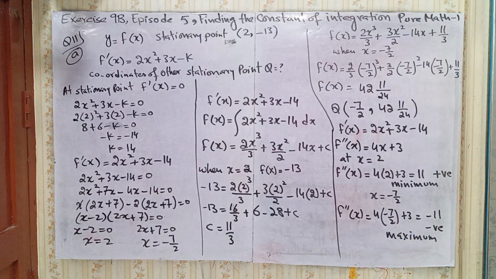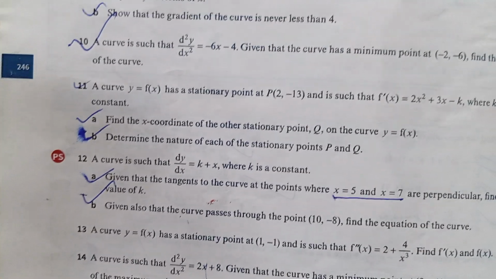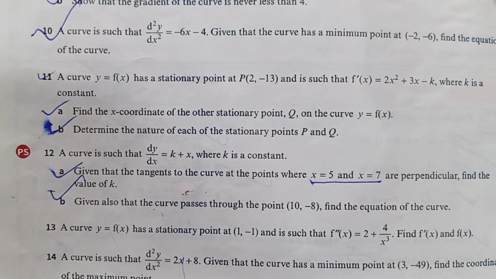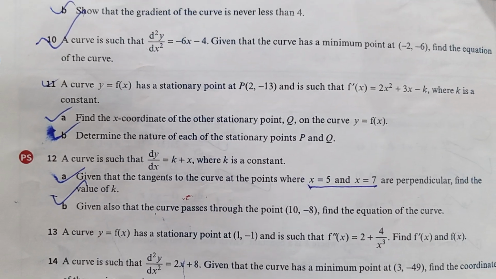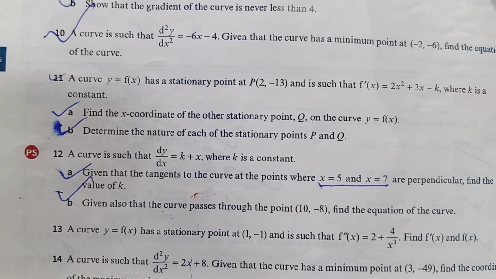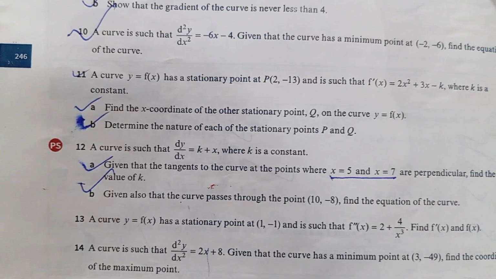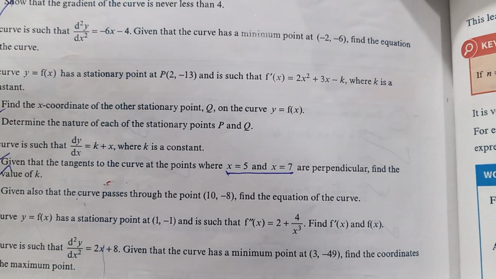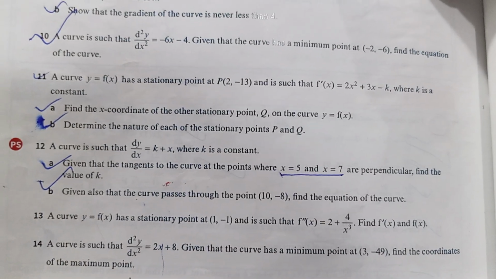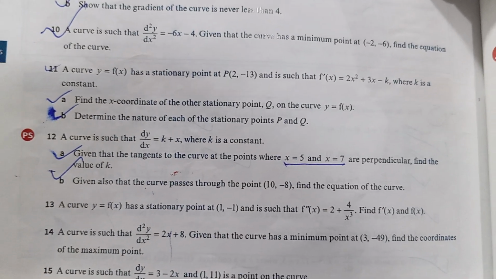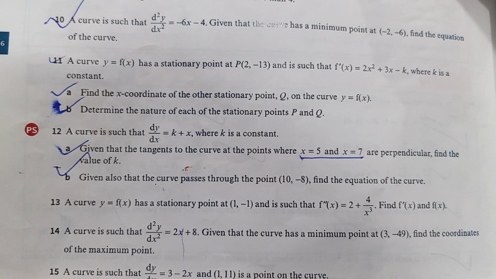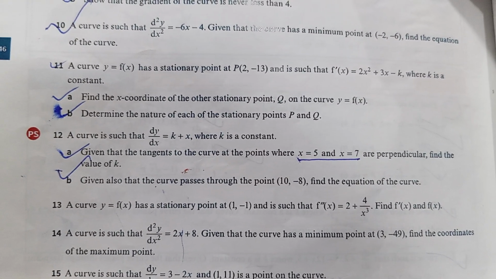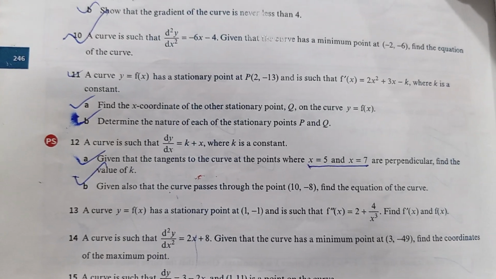So let me show you first of all the question, and you can see question number 11 is showing up on your screen. It says a curve y equals f of x has a stationary point at the point P, which is (2, -13), and is such that its derivative is 2x² + 3x - k, where k is a constant. Find the x coordinate of the other stationary point Q on the curve y = f(x). Determine the nature of each of the stationary points P and Q.